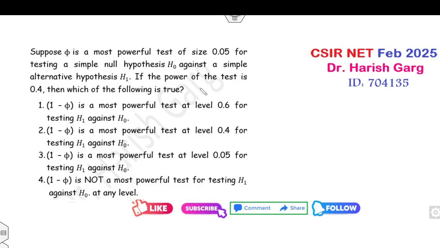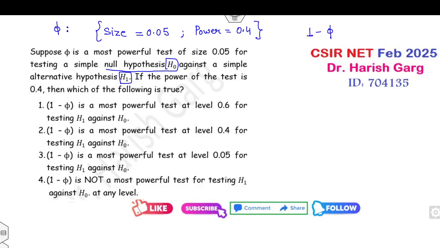Okay, look at this another one. Phi is the most powerful test of size 0.05 with a simple null hypothesis H0 against the simple alternative H1, and given that the power is 0.4. These are the values corresponding to this phi. Phi is the most powerful test. Then 1 minus phi, your target is to check 1 minus phi. So can you find the size of 1 minus phi? That's very simple. What is the size in this case? It is 1 minus, because of the negative sign, it is the power.